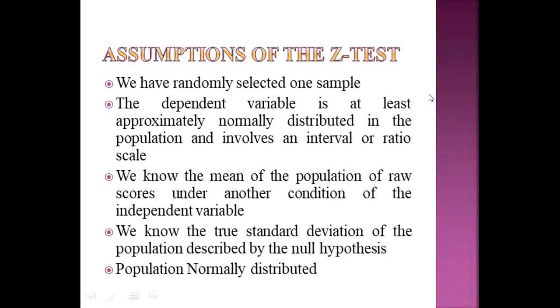The dependent variable is at least approximately normally distributed in the population and involves an interval or ratio scale. The data is present in quantitative form, in either interval or ratio scale. We know the true standard deviation of the population described by the null hypothesis, and the population is normally distributed. All these assumptions should be met under the z-test: the population standard deviation is known, the mean is known, the population should be normally distributed, the dependent variable is present in interval or ratio scale, and the sample should be randomly selected.